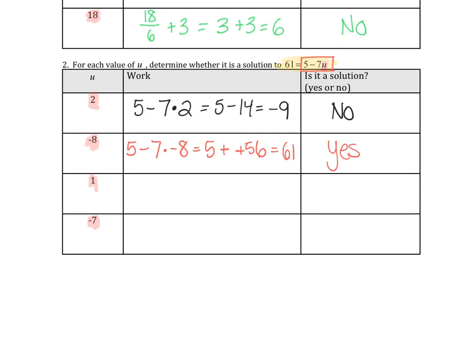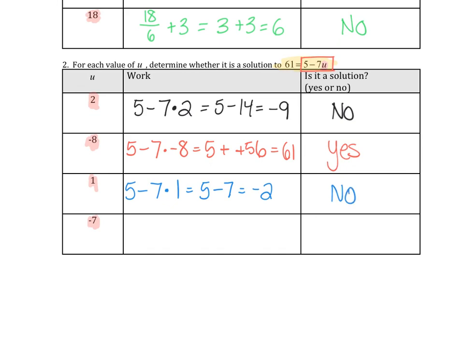So the next one is u is 1. So again, we're going to say 5 minus 7 times 1. And then we're going to do the 7 times 1, which is just 7. So 5 minus 7, which is equal to negative 2. Is that equal to 61? No, it is not. This is not a solution.